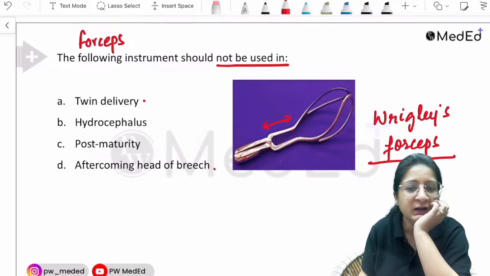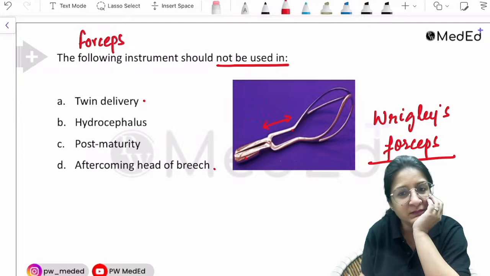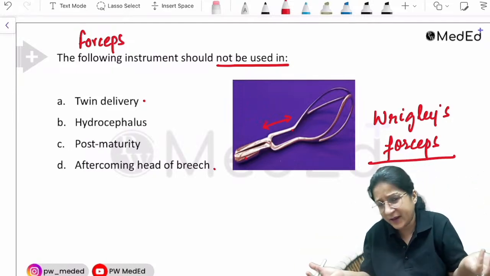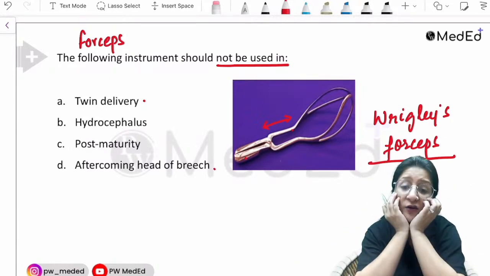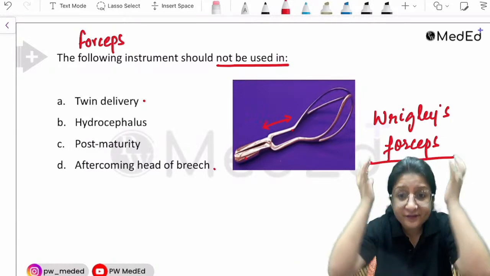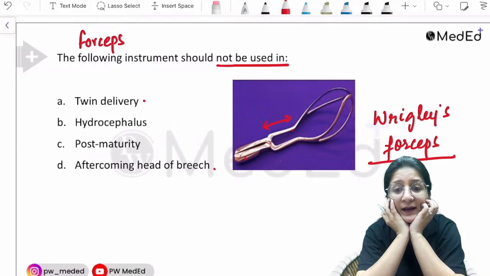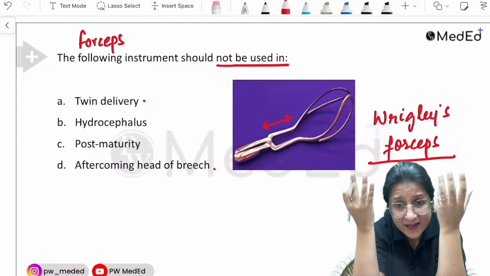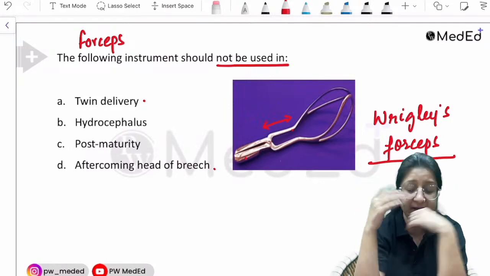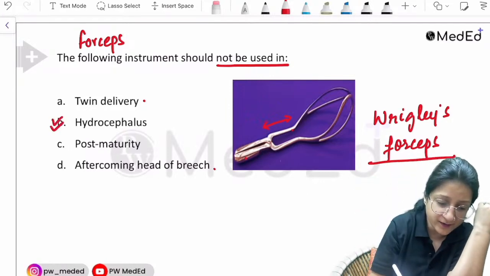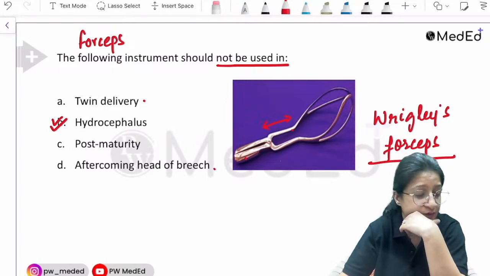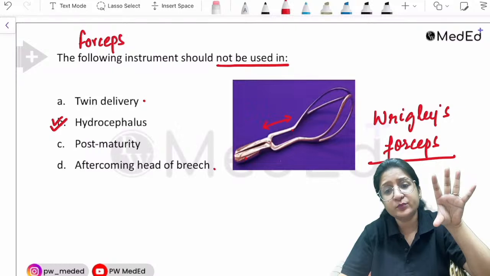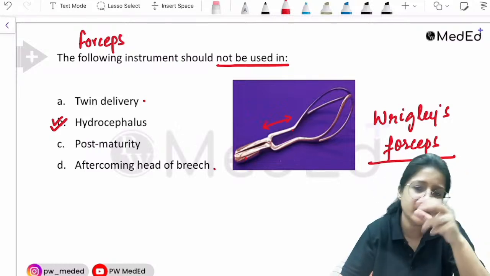What about post maturity? Doesn't matter. As long as the head is coming out and the criteria are met, it can be used. But if it's a big head, hydrocephalus, it in itself means that there is CPD, right? So with hydrocephalus, it will not be used. So you get the gist. Any options I can put here, but if you remember the concept, you will arrive at the right answer.